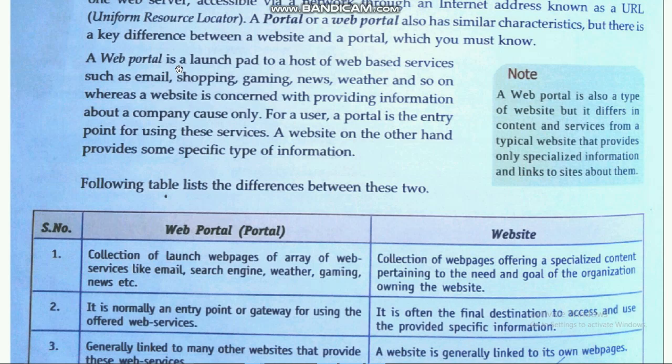Number one, a web portal is a launch pad to a host of web-based services such as email, shopping, gaming, news, weather, and so on, whereas a website is concerned with providing information about a company only. For the user, a portal is an entry point for using these services. A website, on the other hand, provides some specific type of information.